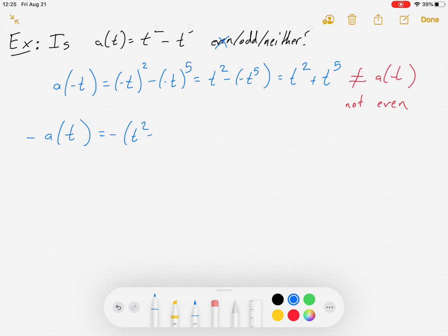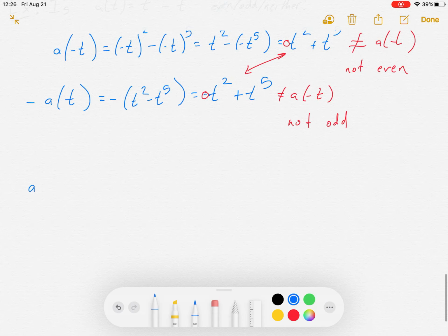Negative in front of everything. You might hear some thunder in the background. That's pretty exciting. Okay, so after I put a negative in front of everything, I end up with this equation. And notice now that this is actually not equal to what we just got up here. These are not the same because this has a negative sign in front of the t squared. And so this means that this is not odd either.